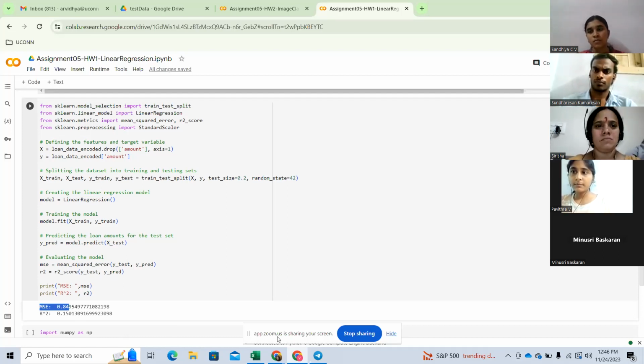And here, what is the prediction? We are predicting the amount. So amount is not standardized, right? Or amount is standardized, I don't know. No, it is, but okay, whatever. This number is a reasonably good number. R square is bad. What does it mean?